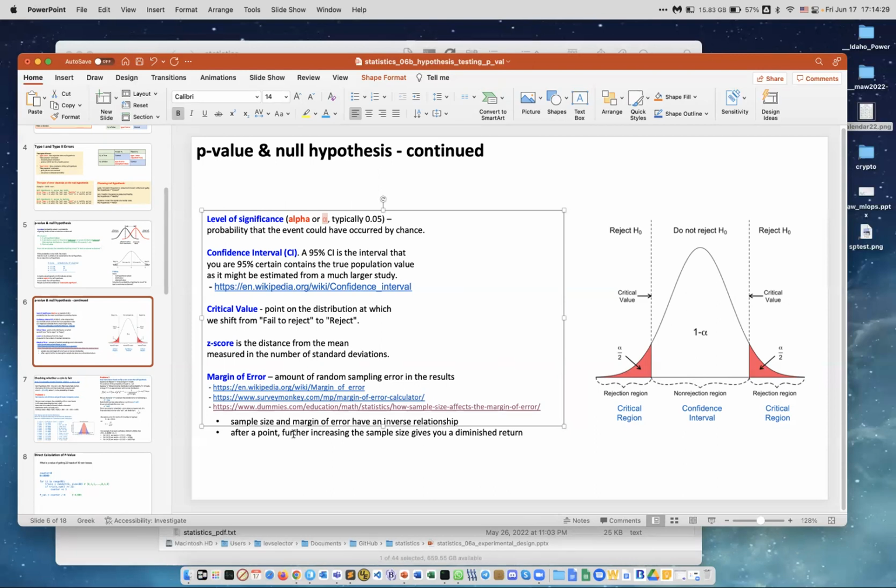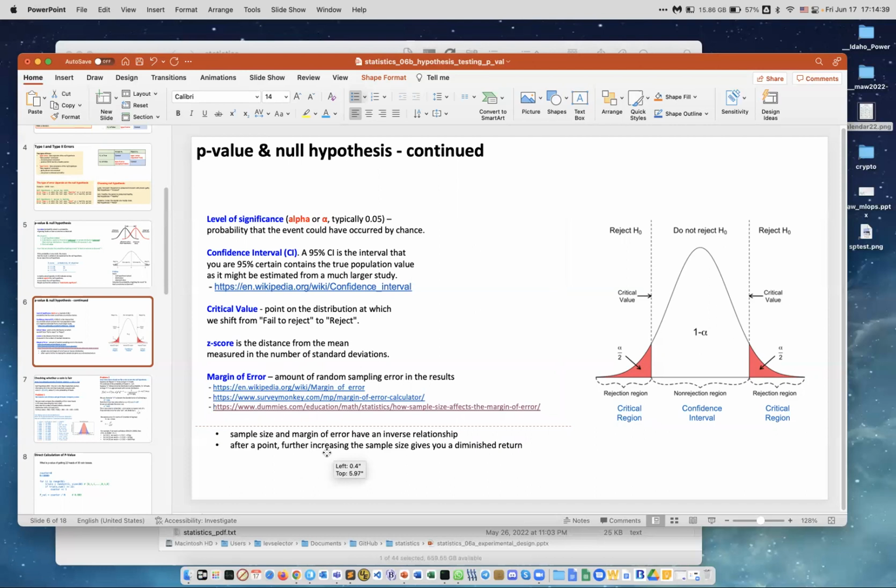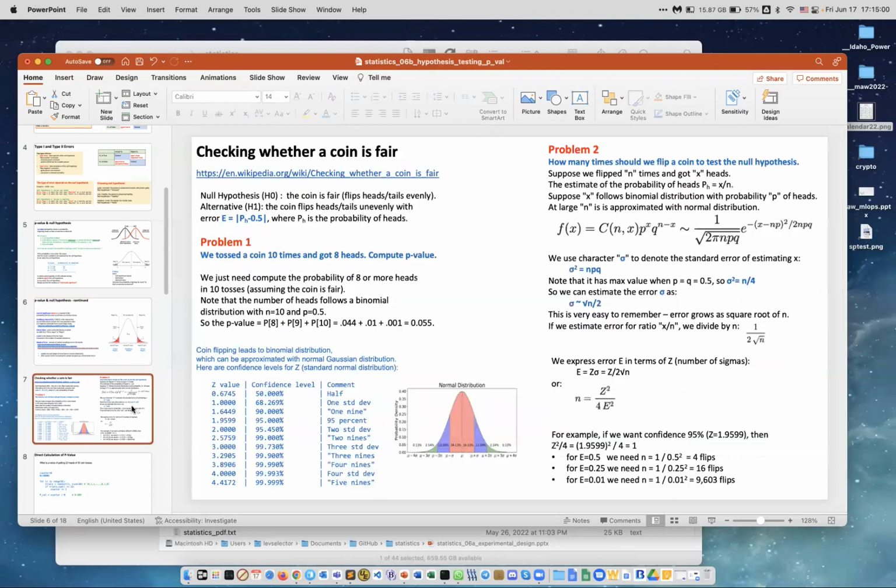And margin of error is the amount of random sampling error in the result. So if we don't have enough data, then our margin of error will be pretty big, right? But as we get more and more data, we get more and more precision, more and more accuracy, to a certain extent. But after a certain point, adding more data doesn't help. So this is the terminology related to the null hypothesis. Okay, this example I believe I gave in previous lectures.